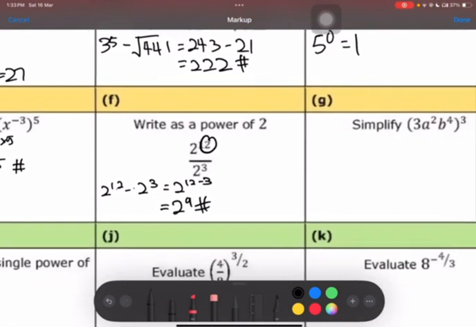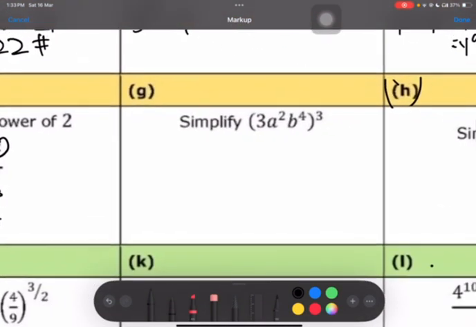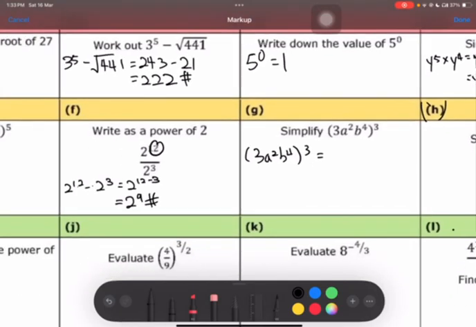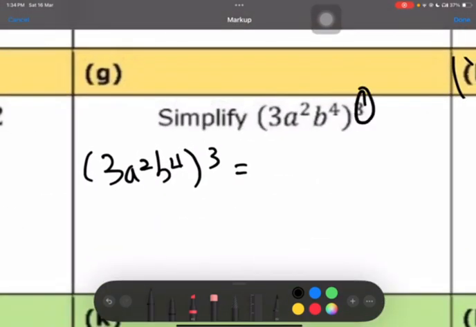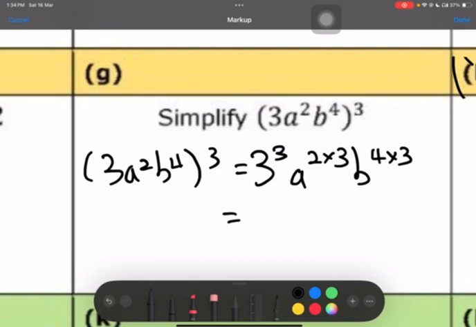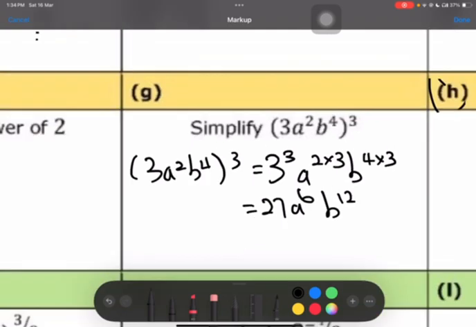That's the answer. Now for question G, simplify 3a squared b to the power of 4 all raised by the power of 3. It's the same for this one, multiplication. So they are all raised by the power of 3. So it's gonna look something like this. Okay, and 3 to the power of 3 is gonna be 27. 2 times 3 is gonna be 6. 4 times 3 is gonna be 12. So that is for question G.